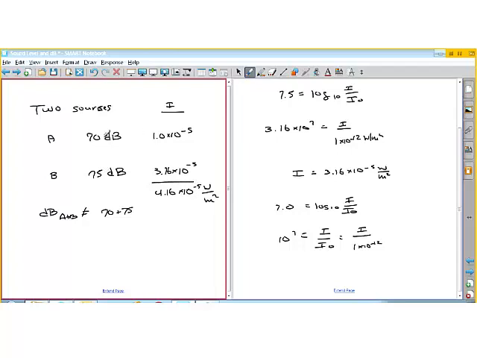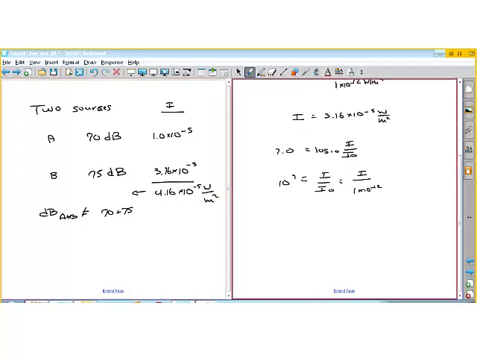So basically what I'm saying is don't ever add decibels together. You have to convert them to sound intensity, add those, and then you would go backwards. So I take this number, so that the sound intensity level in decibels is going to be 10 times log base 10 of 4.16 times 10 to the minus 5 watts per meter squared divided by I0, which is 1 times 10 to the minus 12 watts per meter squared.